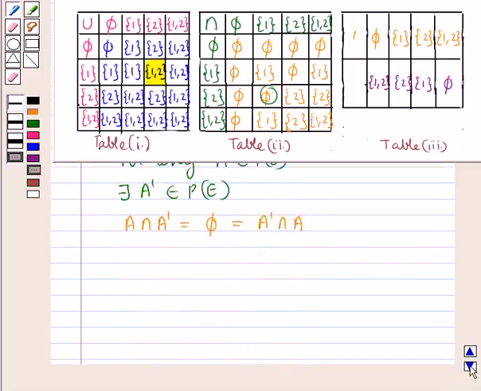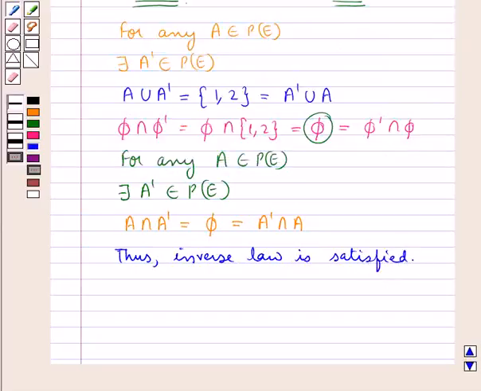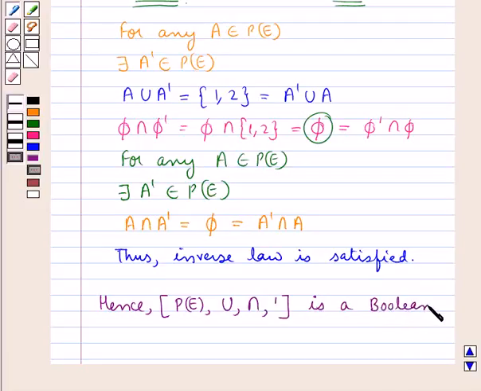So we can now say that the inverse law is also satisfied. This is also called the complement law, and this is satisfied. So hence, as all the laws are satisfied, we can say that the system consisting of the power set E, union, intersection and complement is a Boolean algebra. So this completes the question. Hope you have understood the solution of this question.